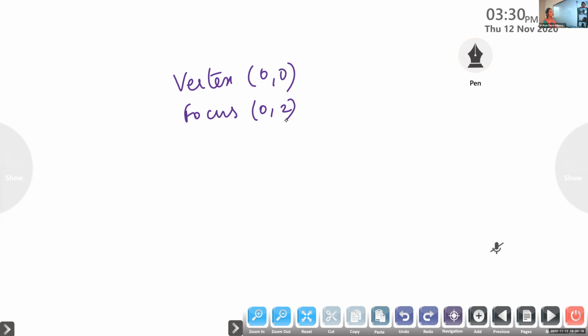What is the answer, Achyut? X square equal to 4ay. Substitute it and find the answer. X square is equal to 8y.